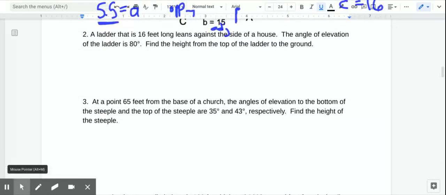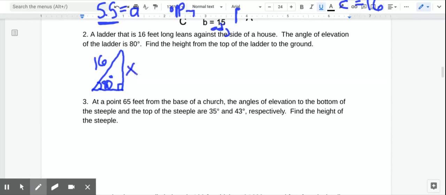Then we are going to move into a little bit more complicated problems. This one's not that bad. So we have a ladder that is 16 feet long, and it leans against the side of a house. So here's the house. We're assuming it makes a right angle. And then there's a 16-foot ladder. The angle of elevation, so angle of elevation is from the horizontal up, that's 80 degrees. Find the height from the top of the ladder to the ground.